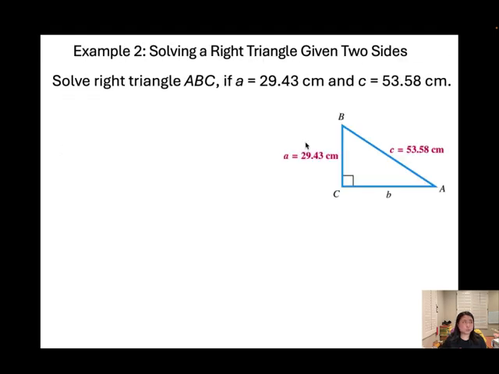Okay, example 2. I want you guys to try to solve this right triangle ABC. So figure out what is your side B, what is your angle A, what is your angle B.